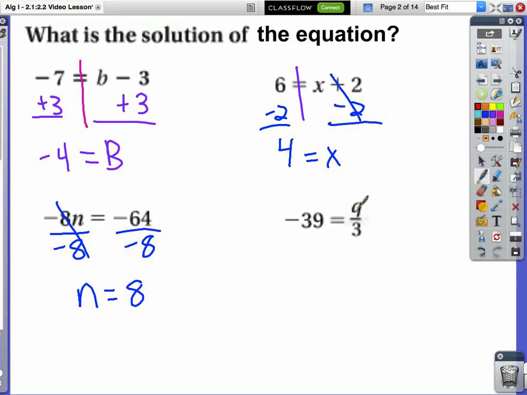Negative 39 equals q divided by 3. So again, to get rid of a divide, opposite of divide is times. So undo a divide by 3 by times each side by 3. Again, what we do to one side of the equal sign, we have to do to the other. A divide by 3 and the times 3 cross out, so we're left with q on this side. And then we take 3 times negative 39. 3 times negative 39 is a negative 117. Again, you can use a calculator, but you have to show all of this work. So any problems like we have on our assignment like this is what's expected for your paper.